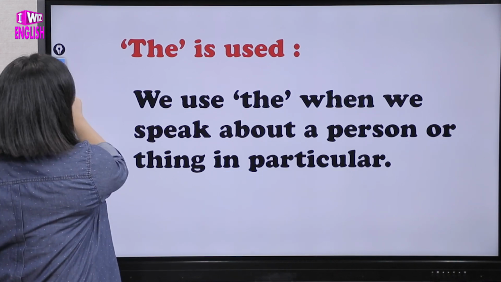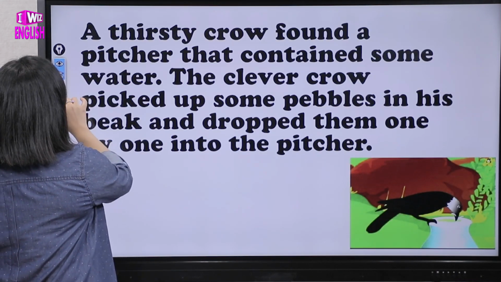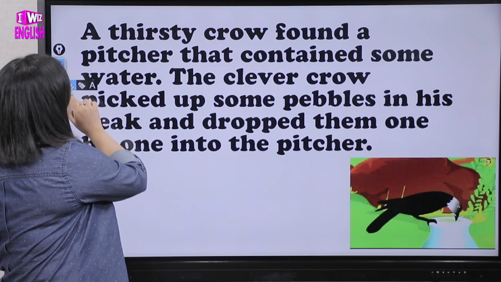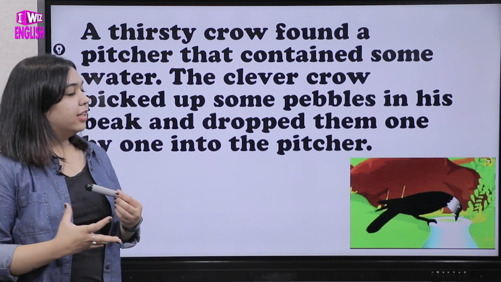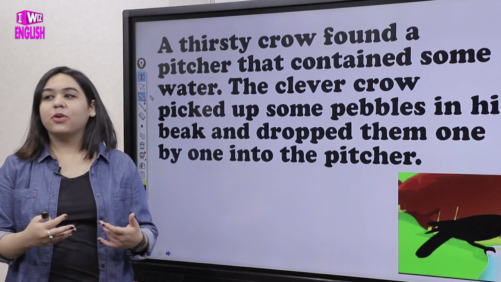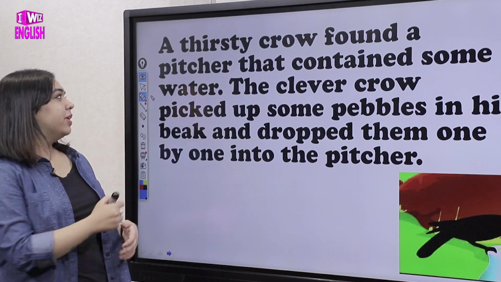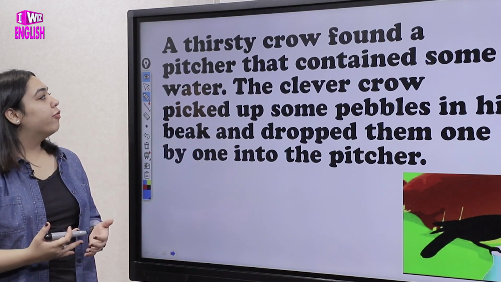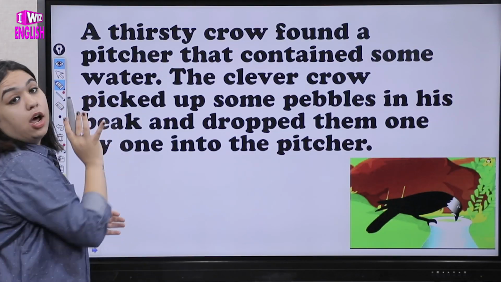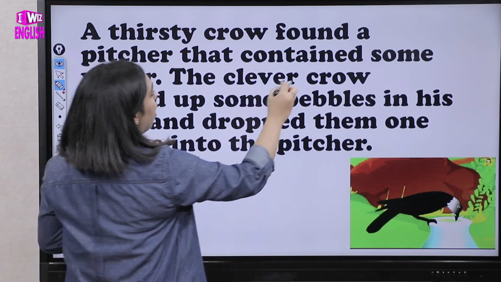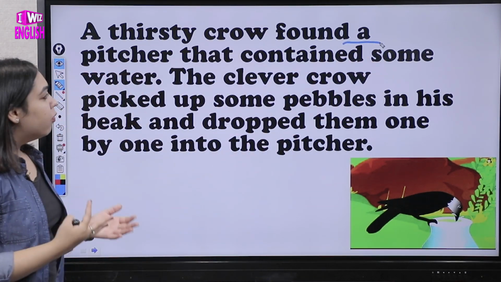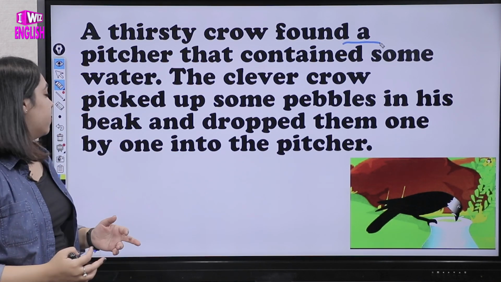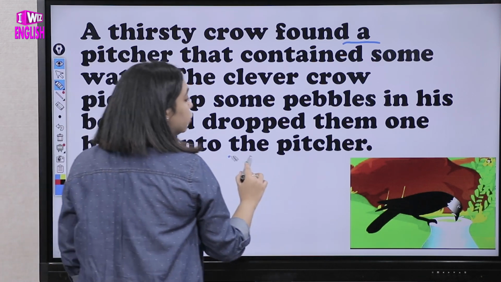Now let's move on. Let's talk about the story. You must know about this story, The Thirsty Crow. We've read it when we were in our childhood also. We've heard about this story about the thirsty crow. Let's read it first. Then I will try to explain what I'm trying to say. Okay, a thirsty crow found a picture. Just lay stress on the articles wherever the articles are. Found a picture that contained some water. The clever crow picked up some pebbles in his beak and dropped them one by one into the picture.